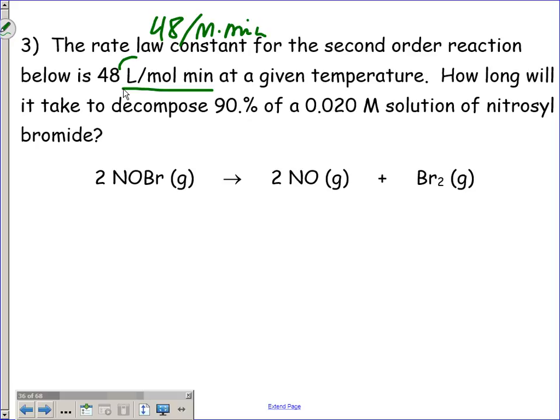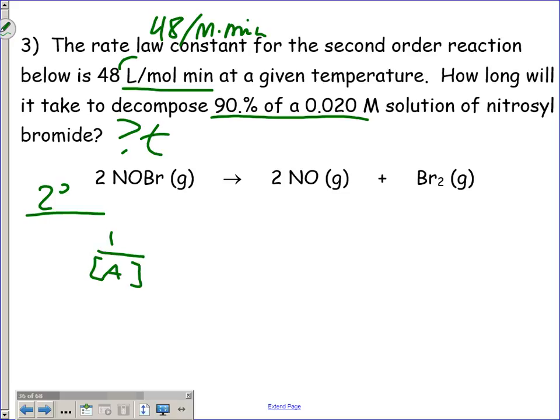That's what we just said second order was, molarity from the bottom. Okay, at a given temperature, how long will it take? So what's our question? Time, we're looking for T. How long will it take to decompose 90% of a 0.2 molar solution? So first of all, we have a second order reaction. What's the second order integrated rate law? 1 over concentration final equals positive or negative K? Positive KT plus 1 over A initial.